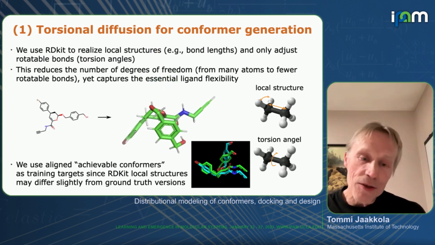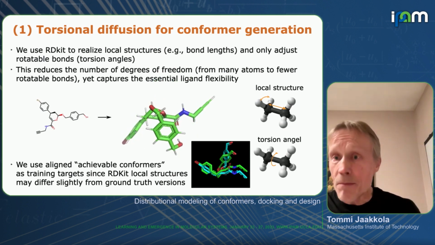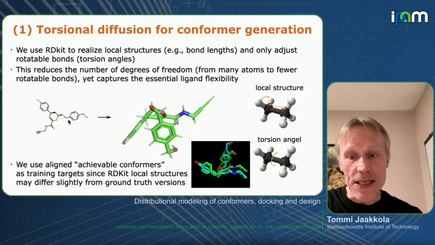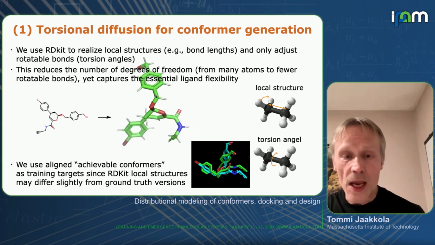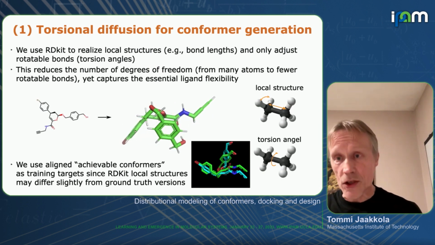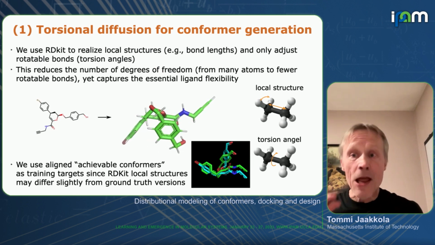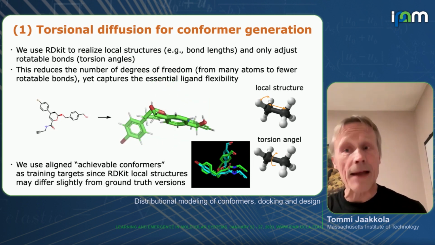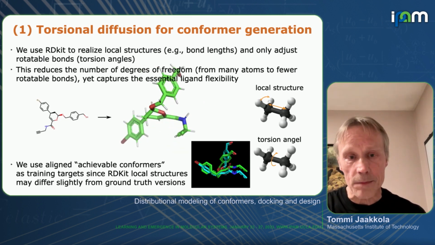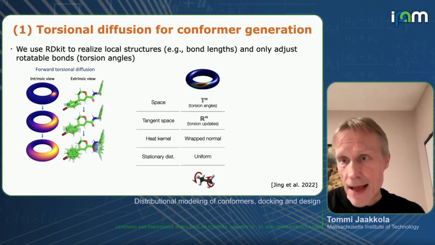So now we have a training set of these closest matches. We learn to generate them, generate a distribution of them. And at test time, we're going to compare our generated conformers to the real calculated conformers. So this close match issue is gone at test time. We are just using them during training. All right, so how do we solve the generation task?